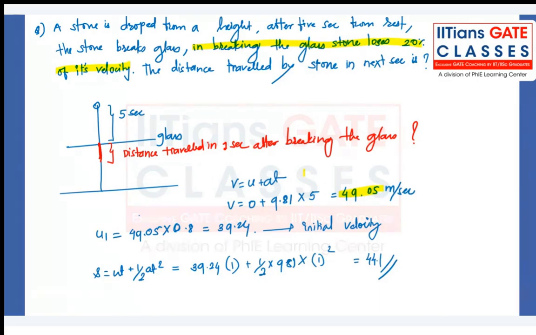So 10 meters per second velocity will be lost after breaking the glass, right? So that's why 50 minus 10 is close to 40. If we accurately calculate, it's 39.24 that we'll get after multiplying with 0.8. You understood why we are multiplying with 0.8, Nima and Deepashri, because we are taking into account that after breaking the glass, stone loses 20% of its velocity. So velocity after breaking the glass will be 0.8 times the velocity just before the impact with the glass. Is it clear, Deepashri? It's okay. Good.